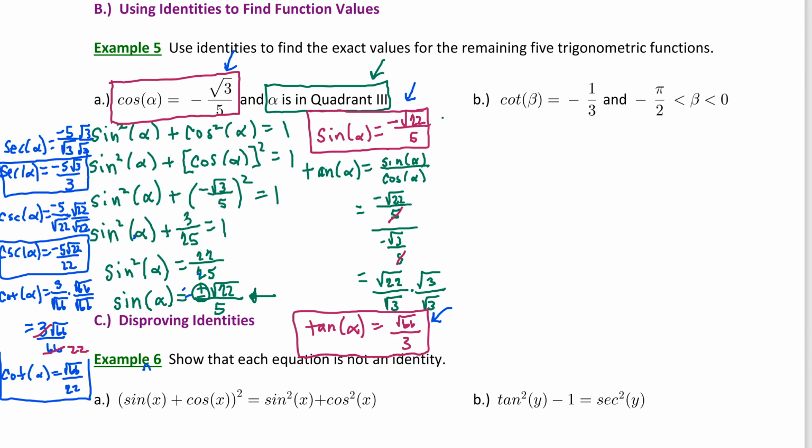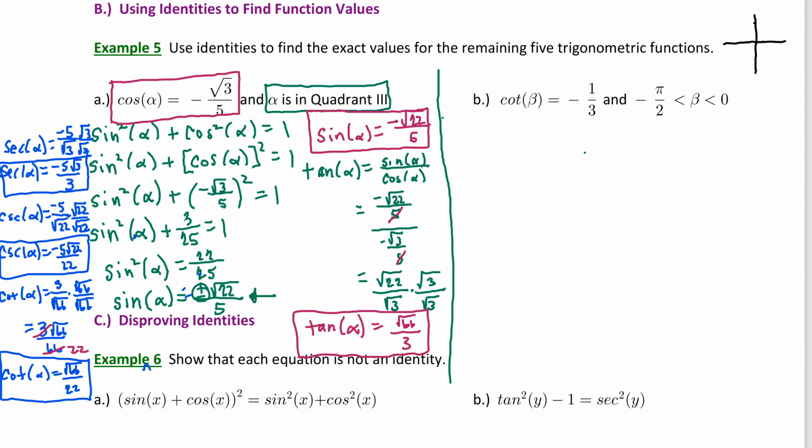Now notice we started with the value of a single trigonometric function, and based on the relationship given by identities, we were also able to determine the other 5 trigonometric values. Let's practice this process again on example B. So we're starting out with cotangent of angle beta equals negative 1/3, and negative pi over 2 is less than beta less than 0. Let's think about what that inequality actually means.